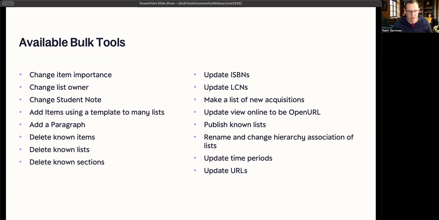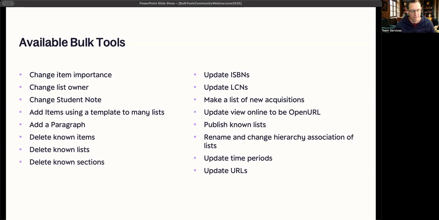Adding items using a template to many lists. The template I'm referring to here is basically you write in code which items and which sections you want to add to each list. And then the code takes that set of instructions. You could perhaps think of it as a recipe, perhaps more than a template. And it will add those things to each of the lists that you specify.